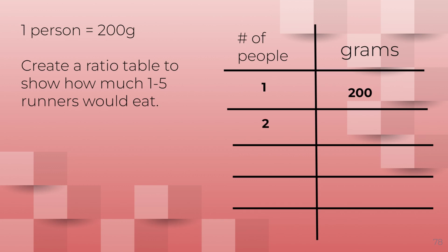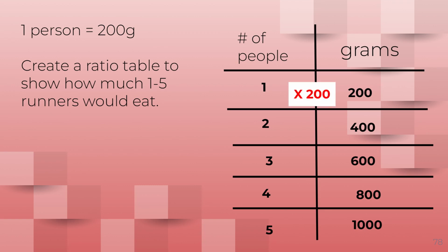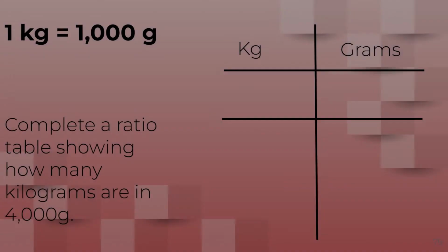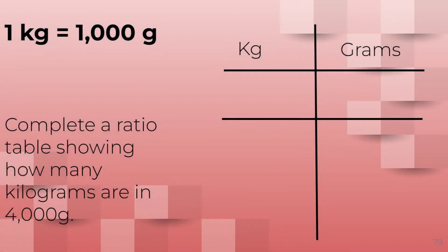Two people would be 400. Three people, you got it, would be 600. Four people, yes, you're adding another 200 to get 800. Five people, adding a new 200 to get to 1,000. So our rule here is that we're multiplying the number of people by 200 to get how many grams there are. Now let's take a look at that same type of ratio, but in kilograms.